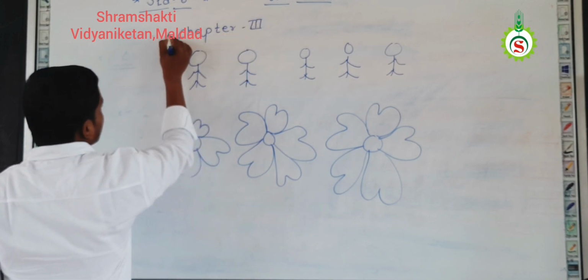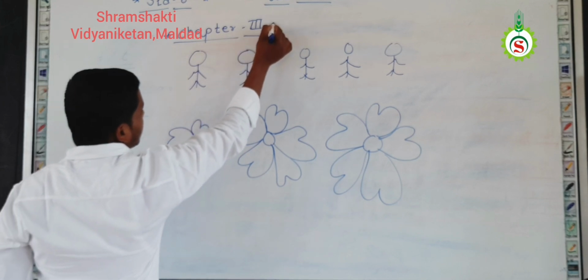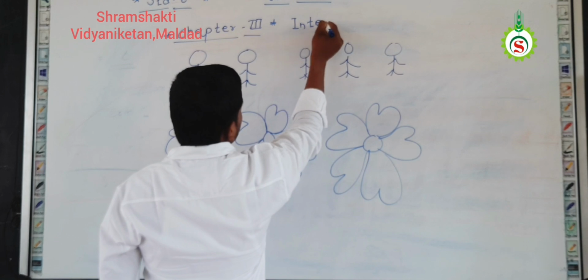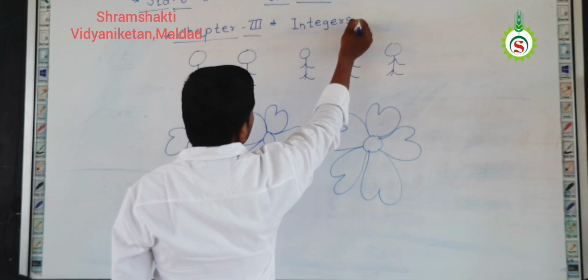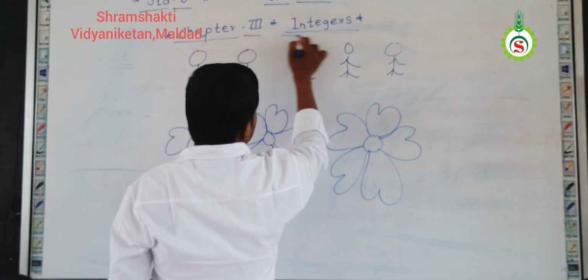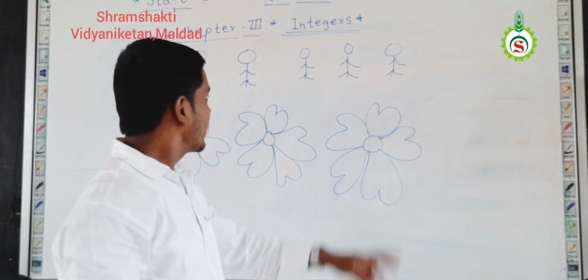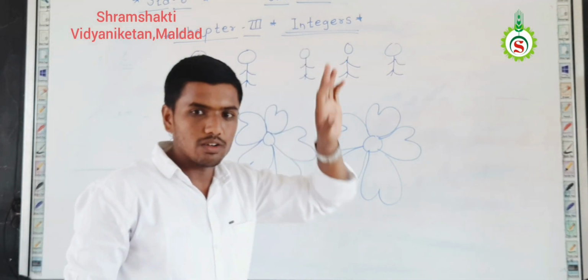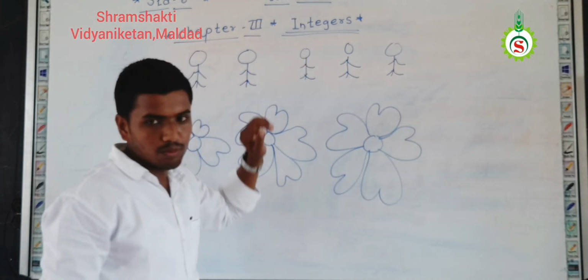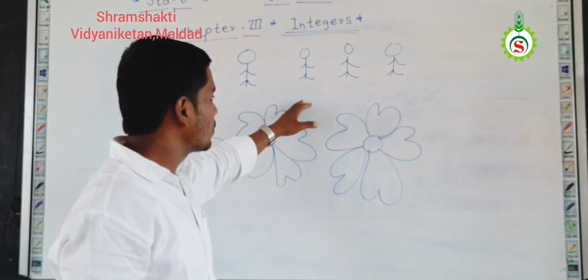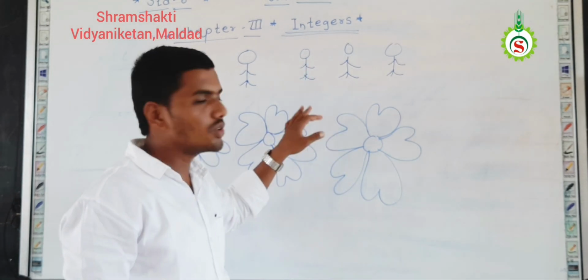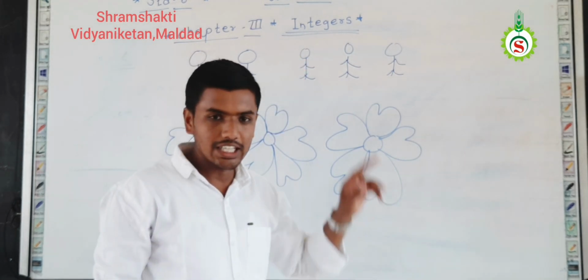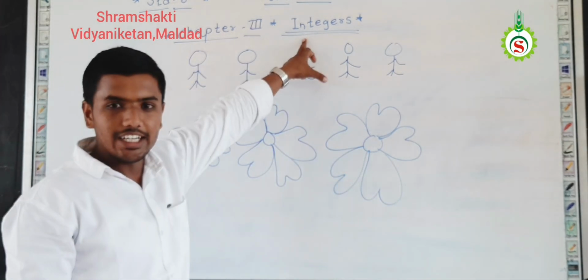Chapter 3. The third chapter name is integers. What we have to learn? Integers. Chapter number 3 is integers. If you have the book with you, you can open the book and refer to it before going to learn, so you will get an idea of what we are learning. So the chapter number is 3rd and the chapter name is integers.